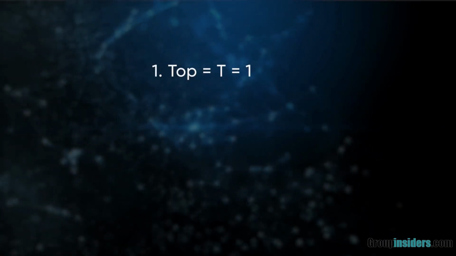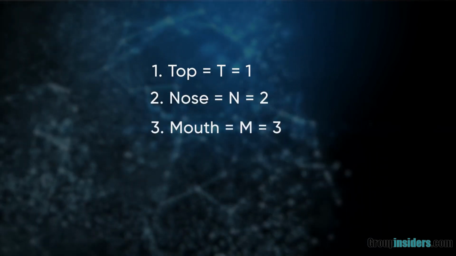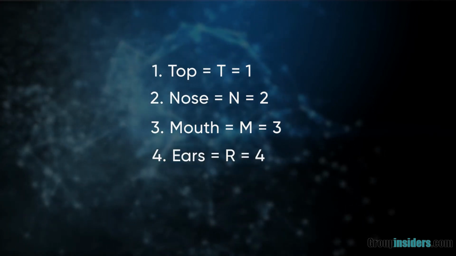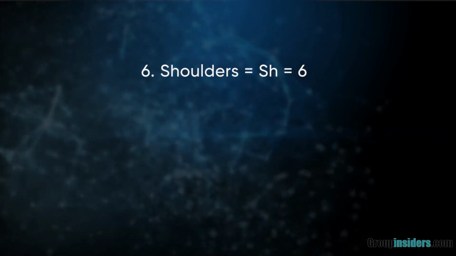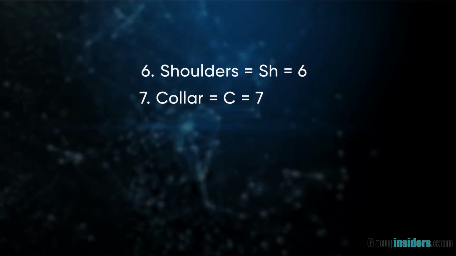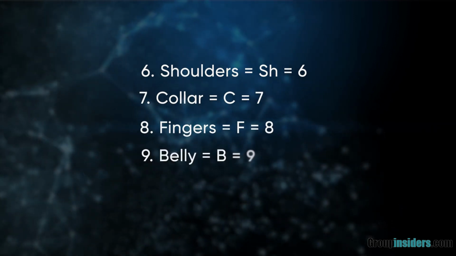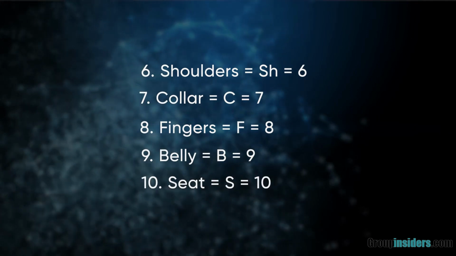Ta. What's 2? Na. What's 3? Ma. What's 4? Ra. Remember E and the A, first consonant, ra. What's 5? La. What's 6? Sha. What's 7? Ka. What's 8? Fa, fingers. What's 9? Ba, as in belly. And finally, what's 10? Sa, as in seat. So you have the phonetic number code right with you at all times. Practice that, and those are your memory aids. You have so many aids.